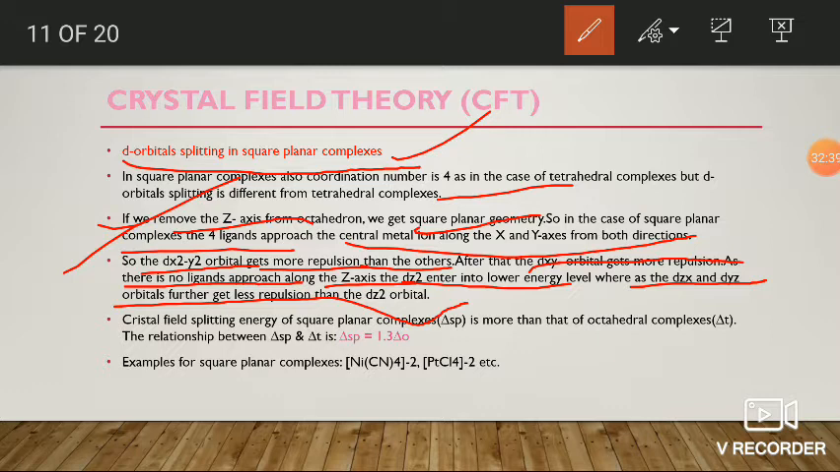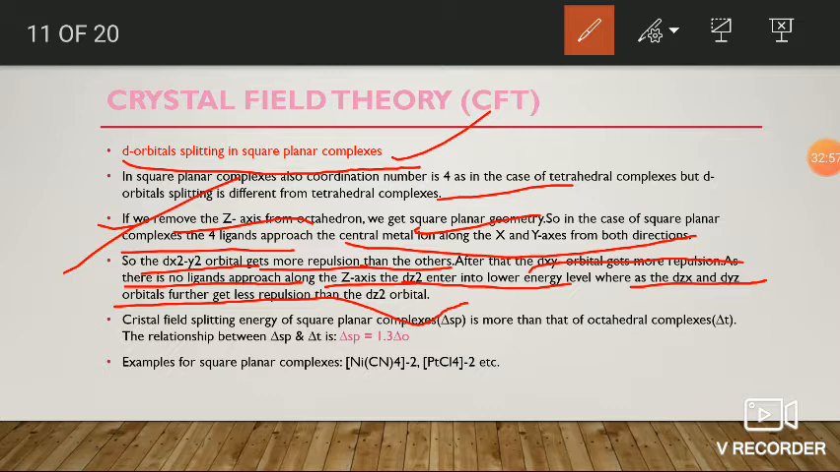After that, the dxy orbital also gets more energy because it is somewhat nearer to the ligands, since the dxy orbital lobes are located in between the axes. So the second one is dxy.